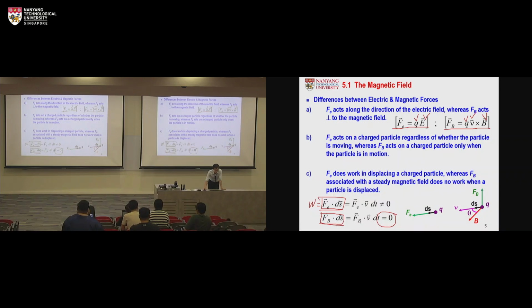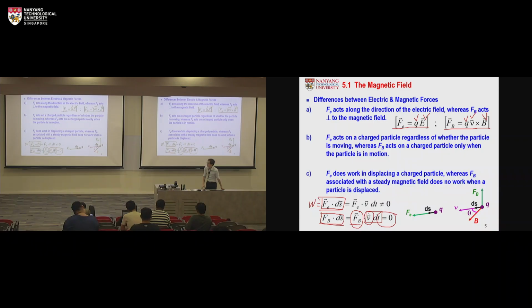So this is the FB. If we write down this ds, the displacement in terms of velocity, that is this one, right? Velocity times time gives you the displacement, right? And you can see now it's the dot product of FB and V.